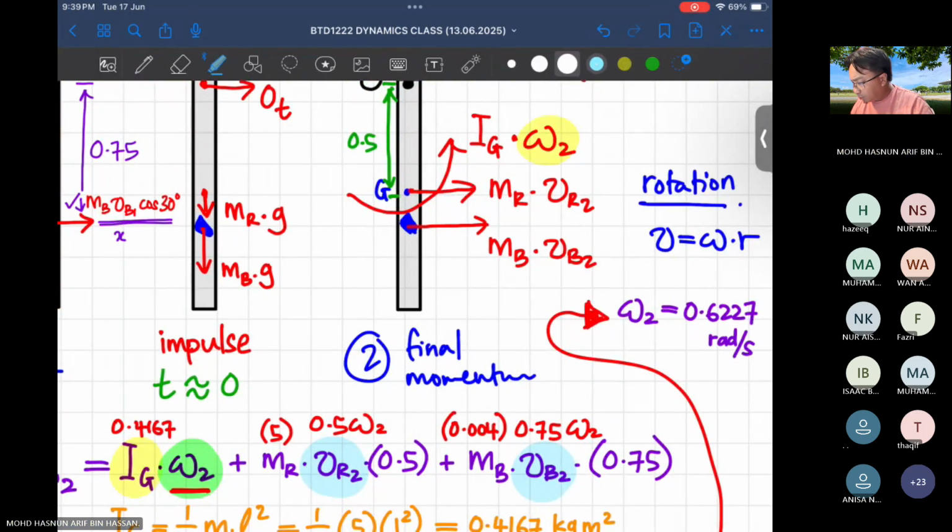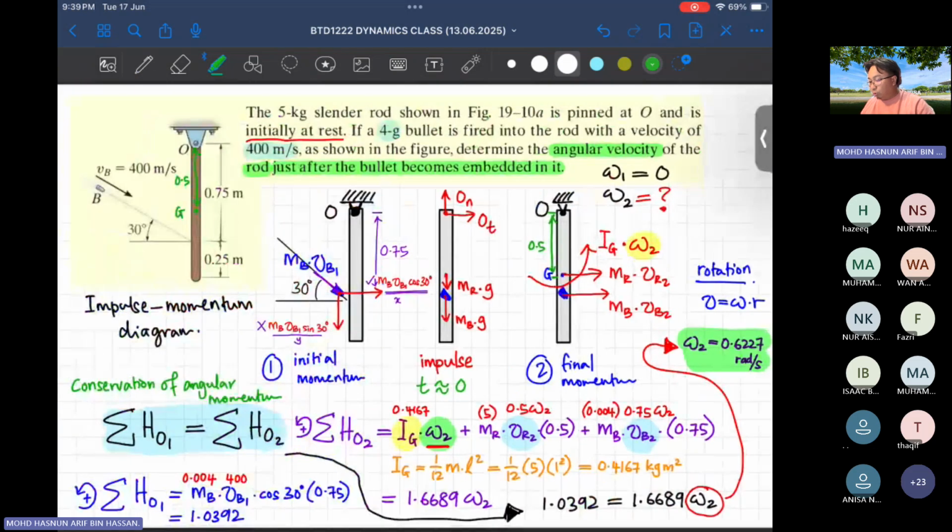Okay, so this will be the final answer. Omega 2 is 0.6227 radian per second. So this is the step to solve the problem that involves conservation of angular momentum, sebagai contoh ini. Okay, so do you have any question on this?